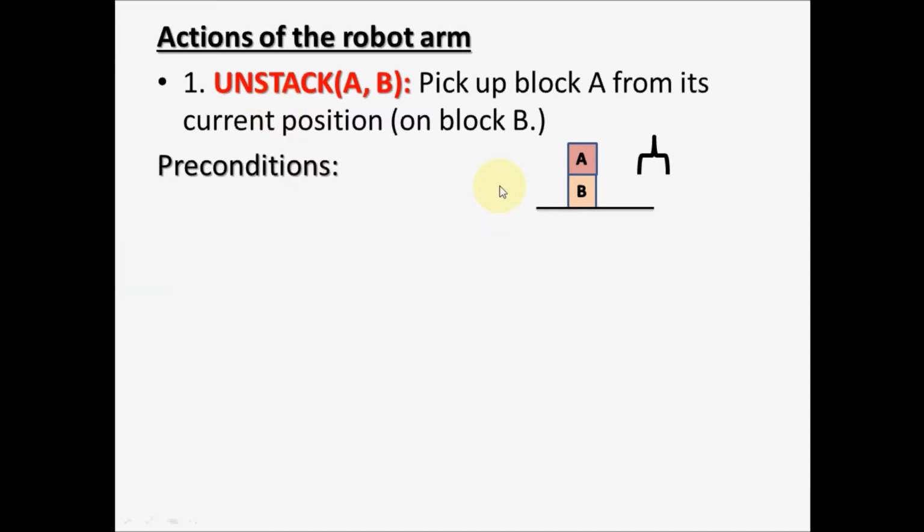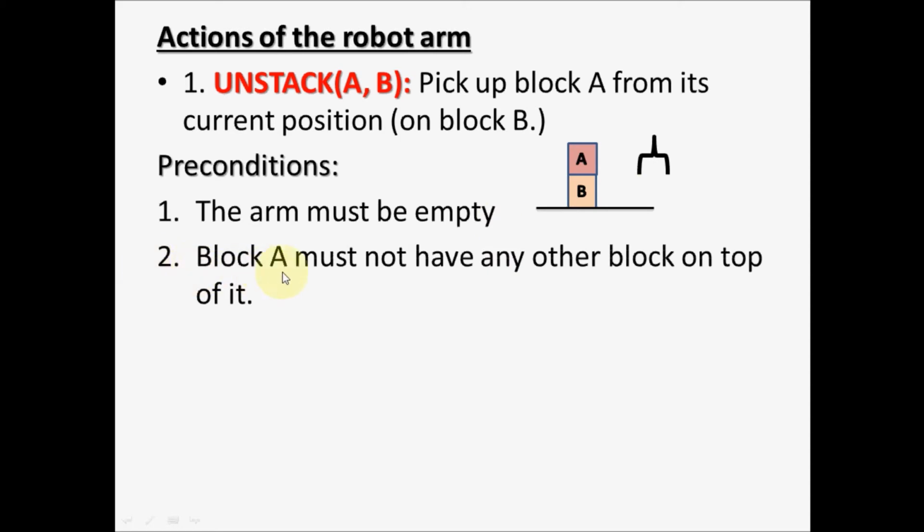Now, in this particular example, what are the preconditions? Looking at the figure, for this unstack action to occur, the robotic arm must be empty, and second, block A must not have any other block on top of it, so that the robotic arm can directly pick up block A. If there is another block on block A, can the robotic arm pick up block A? No, it will have to pick up the topmost block first. So the preconditions for the unstack action are that the robotic arm should be empty and block A must not have any other block on top of it.